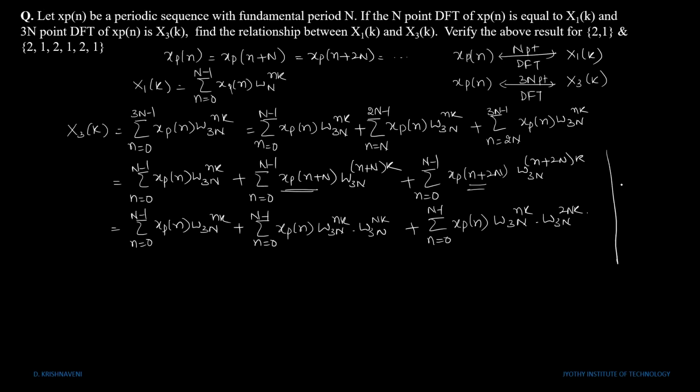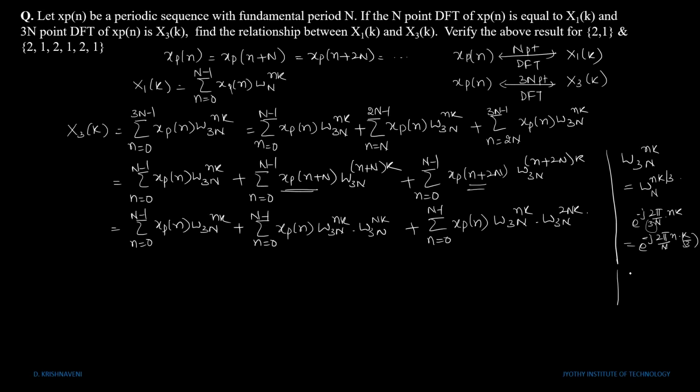So here W_3N to the power of nk can be written as W_N to the power of nk by 3, because e to the power of minus j 2 pi by 3N into nk can be written as e to the power of minus j 2 pi by N, and this 3 I can take and write it as nk by 3 like this. So this is W_N to the power of nk by 3.